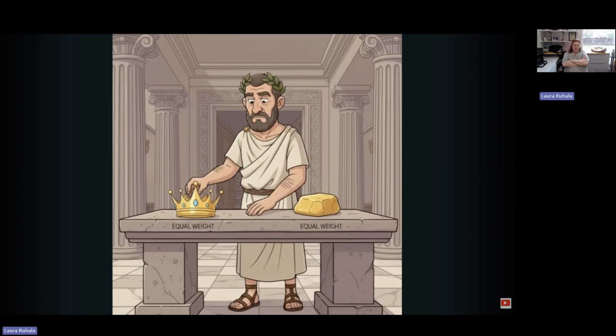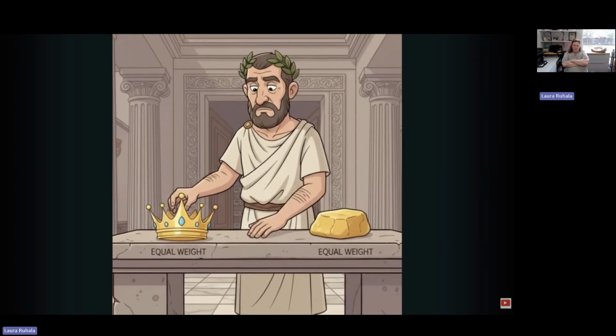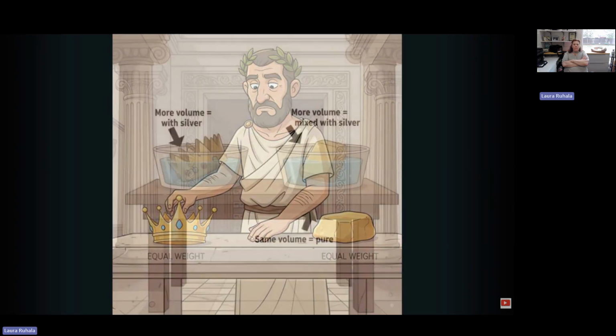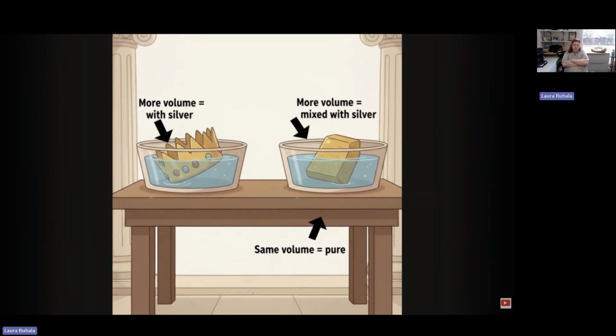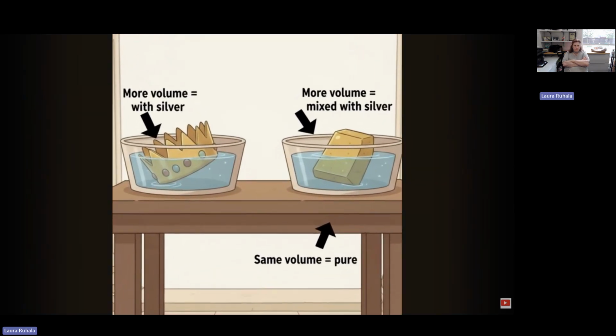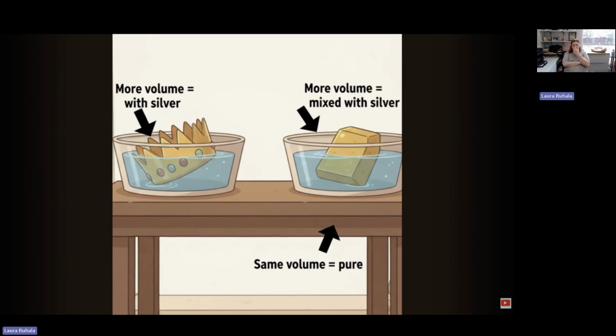Archimedes compared the king's crown with a lump of pure gold of equal weight. If both displaced the same volume of water, the crown was pure. If the crown displaced more, its material was less dense. Proof that cheaper silver had been mixed in.